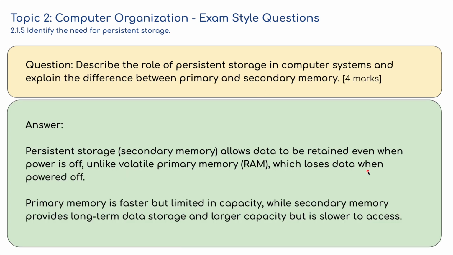Otherwise, here we go. Persistent storage, secondary memory, allows data to be retained even when the power is off. 1 mark. Unlike volatile primary memory, such as RAM, which loses data when the power is off. Okay, so 2 marks there. So we're comparing 2. Primary memory is faster but limited in capacity. Okay, another mark. While secondary memory provides long-term data storage and larger capacity, but is slower to access. Okay, so we've got an extra mark there. So that would easily get us 4 marks for that particular answer.